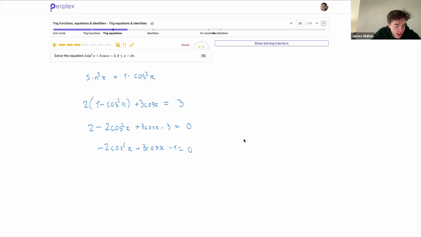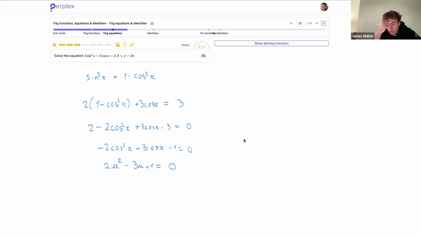And I'm going to change the signs on this to make the leading term positive. I prefer to work that way. But I'm also at the same time going to let u is equal to cos of x. So 2u squared minus 3u plus 1 is equal to 0.